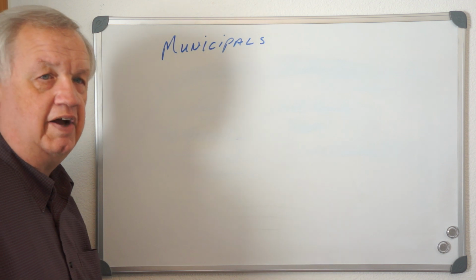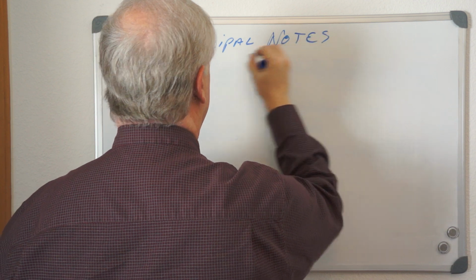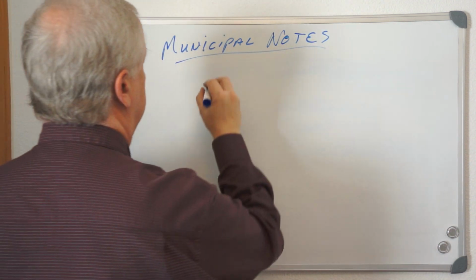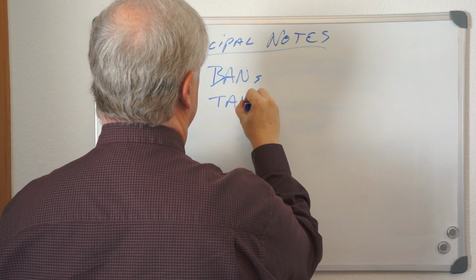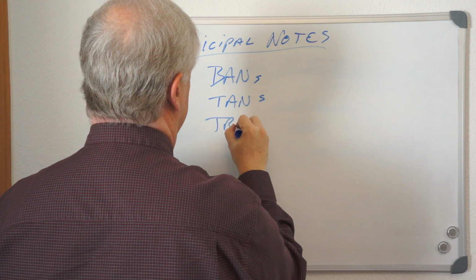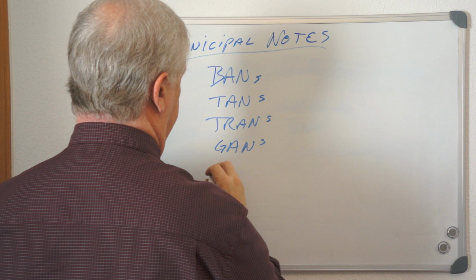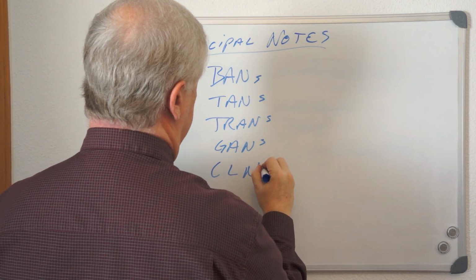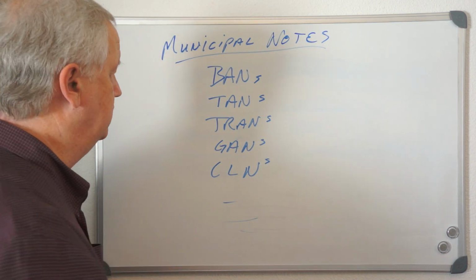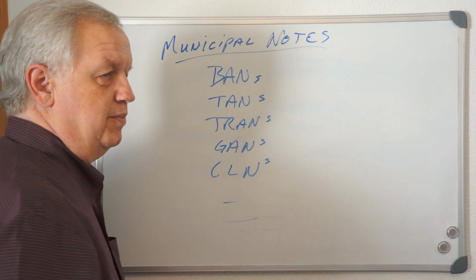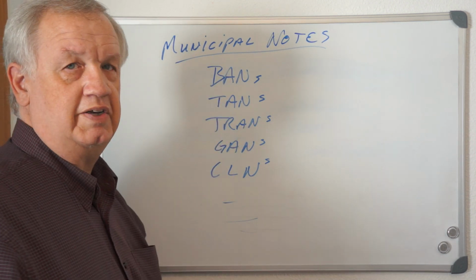Okay, so what else do we have to learn about municipals? Let's talk about identifying municipal notes. This gets a lot of people. Municipal notes. Municipal notes, you got it, the bands, TANs, TRANs, GANs, CLNs. I suppose there's a lot more, but here's what we're going to do. Everybody seems to be intimidated, but not everybody. There's a lot of people that are intimidated and they can't keep these straight to save their mind.